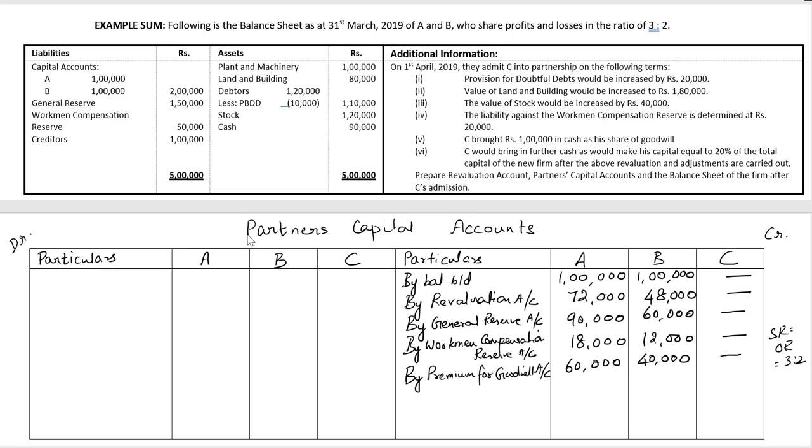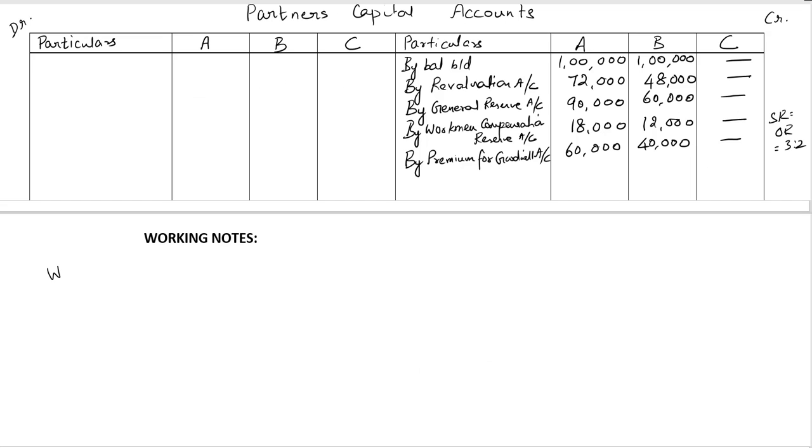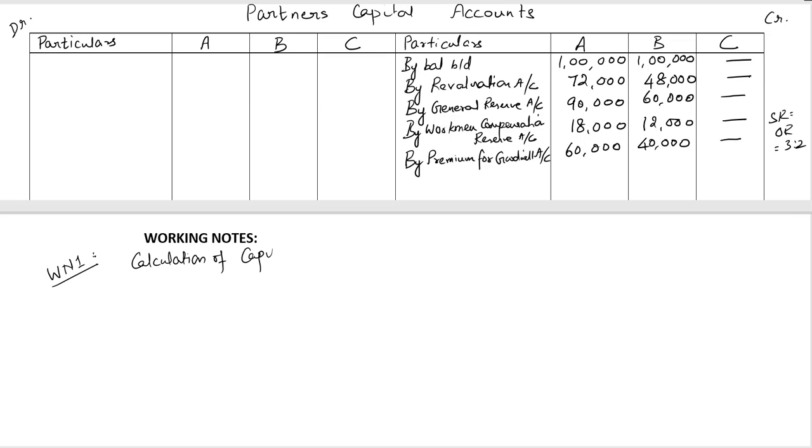Now we need to calculate the capital which is brought in by C. We will shift the partners' capital accounts to the first half of the screen and do the working notes in the bottom half of the screen. So first working note, calculation of capital brought in by incoming partner C.